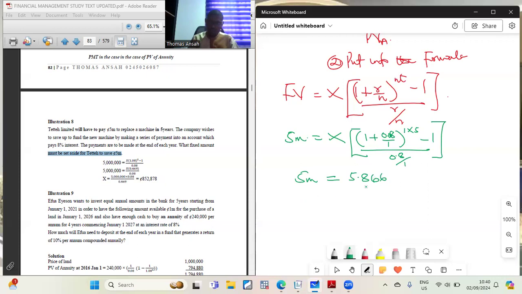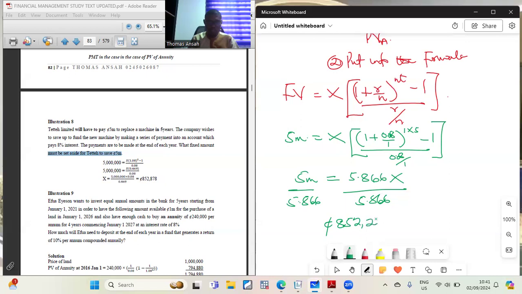If I now divide by X, this side should be 0.8x. If I now divide it, I'm getting something like 8,522. So that is that. This number can continue. The final answer I'm having is 852.